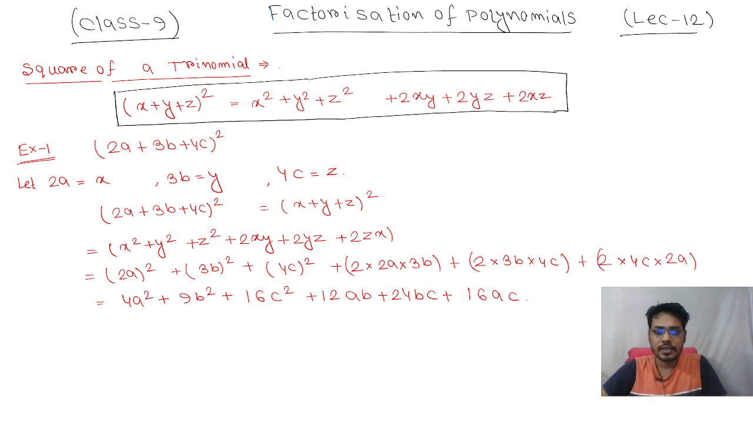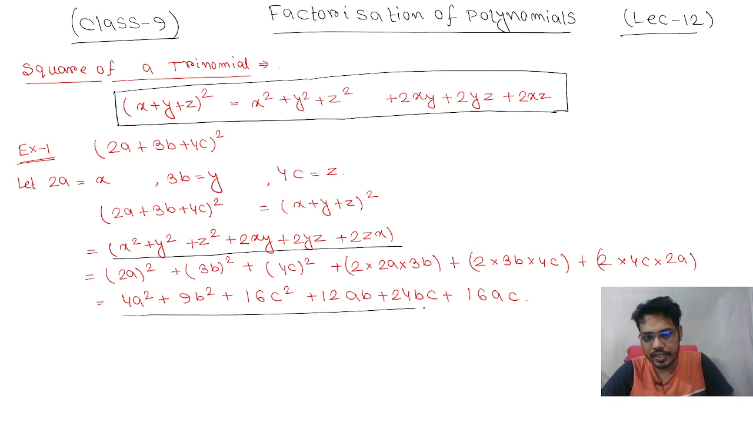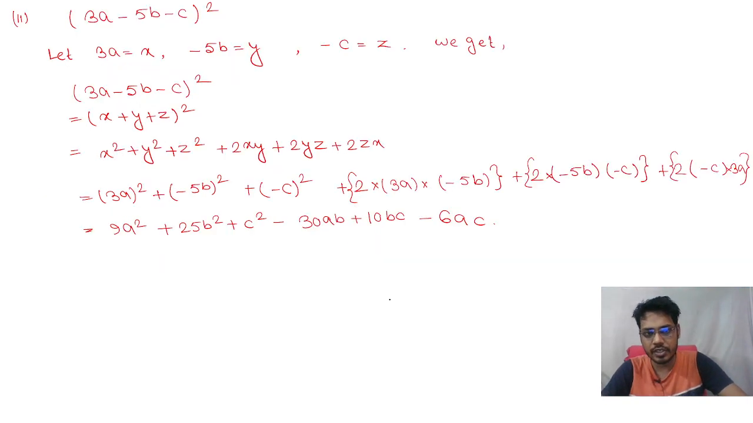Now if it is given that 2a plus 3b plus 4c whole square, first assume 2a as x, 3b as y, and 4c as z. So now we can write 2a plus 3b plus 4c whole square as x plus y plus z whole square. So what is the formula? x plus y plus z whole square, that is x square plus y square plus z square plus 2xy plus 2yz plus 2zx. Just put the value, you will get this result, that is 4a square plus 9b square plus 16c square plus 12ab plus 24bc plus 16ac.